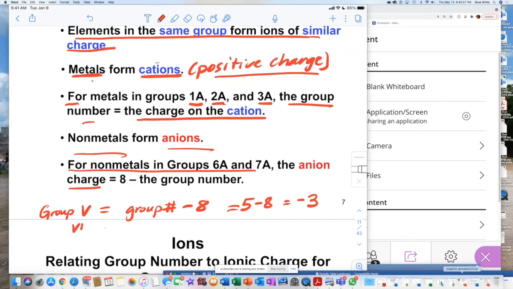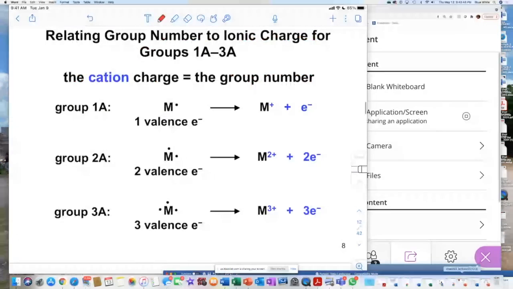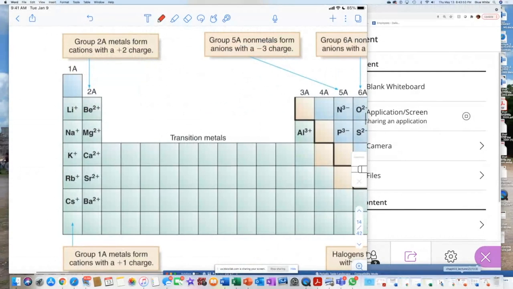And then for group 6, same thing, group number minus 8. So we got 6 minus 8 to give us minus 2. And then group 7, same thing, 7 minus 8 to give us minus 1. So you just remember it as plus 1, plus 2, plus 3, skip 4, minus 3, minus 2, minus 1, and that works out that way. So I'll look at this in a second here. Yeah, so they show it to you right here.